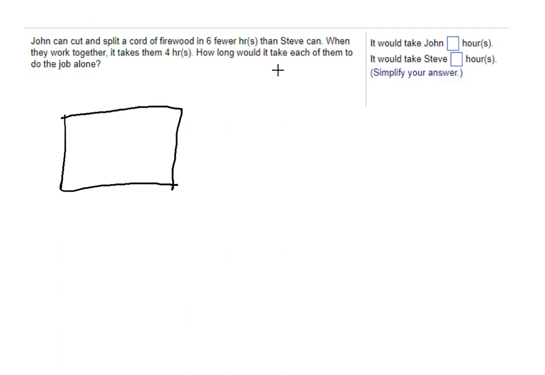This is a work problem, and I don't know if we had work problems before, but for a work problem, the formula that applies is W equals RT. And it's very similar to D equals RT. It's the distance formula, except it's for work instead of the distance you travel, but it's the same concept.